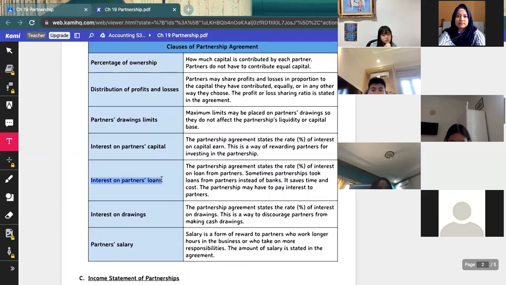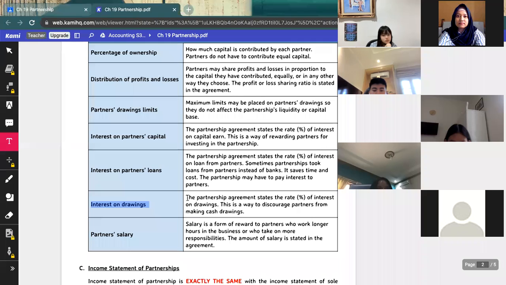It must also be stated in the partnership agreement. Interest on drawings. The partnership agreement states the rate of interest on drawings, and this is a way to discourage. Interest on capital is to reward partners, but interest on drawings is to discourage partners from making cash drawings. If the partners take money for drawings from the business, the partnership will charge interest to partners. It's like an expense for partners, but like an income for the partnership. The difference between interest on capital and drawings: interest on capital is like an income for partners, but like an expense for the partnership. Clear enough? Am I confusing? Oh yeah, clear, okay.